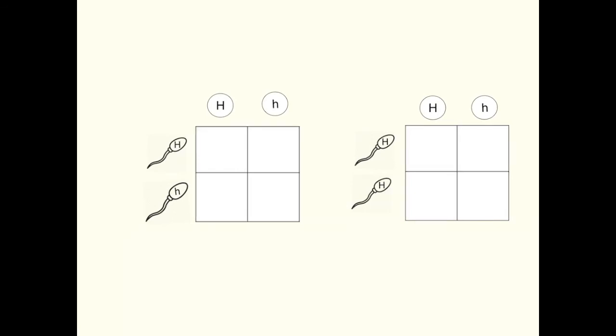The result of these crosses will appear as follows. So the question asks for the probability that Jane and Jamal's child will have straight hair, which means homozygous recessive. So what we're looking for is the probability of two small h's.